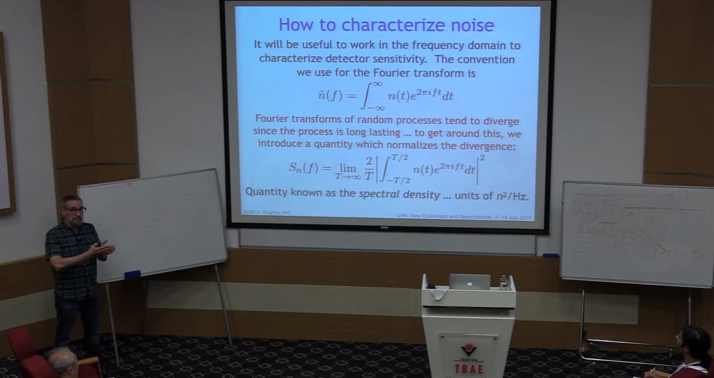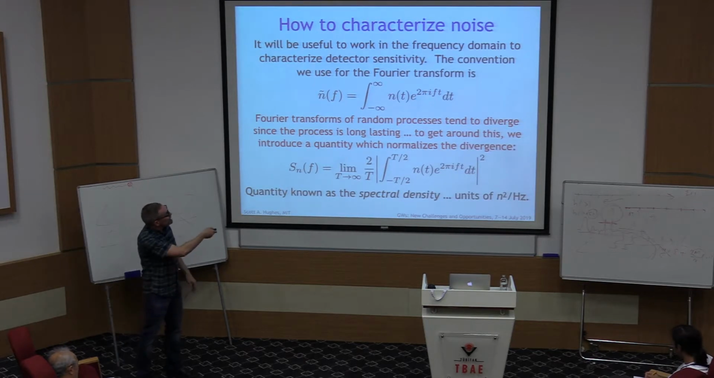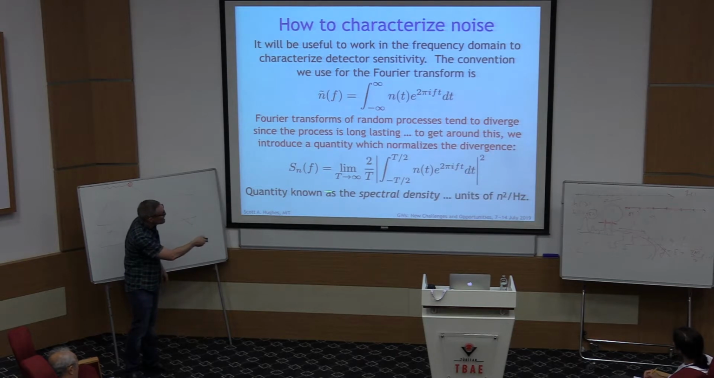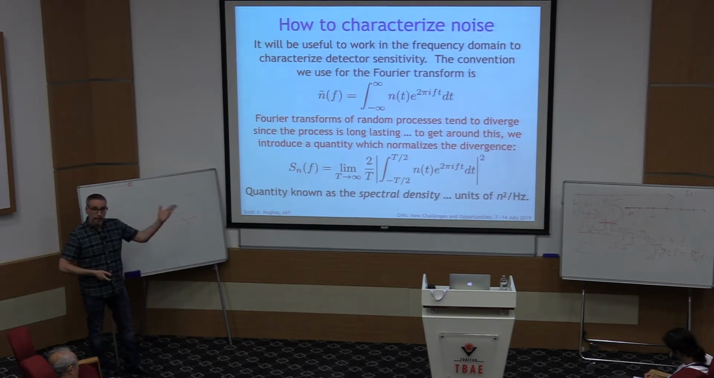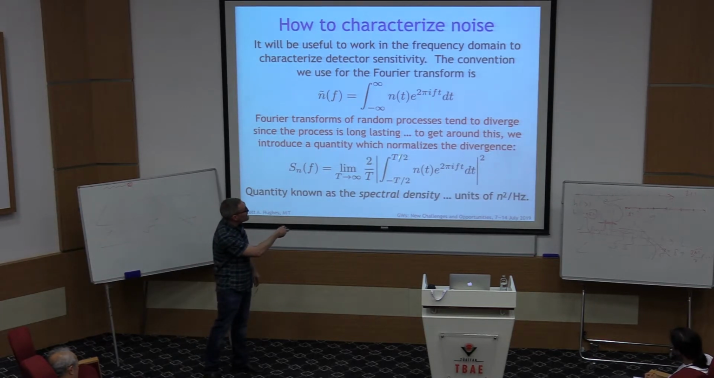Okay, if you have a function that is always oscillating, it's got power on lots and lots of scales, and you integrate it over an infinite amount of time, you get something that just isn't very well behaved. And so what we do is we introduce a quantity which normalizes this divergence. This is where that spectral density that Badri used in his lecture fundamentally comes from. So as I take the limit of t going to infinity, this is exactly this Fourier transform here.